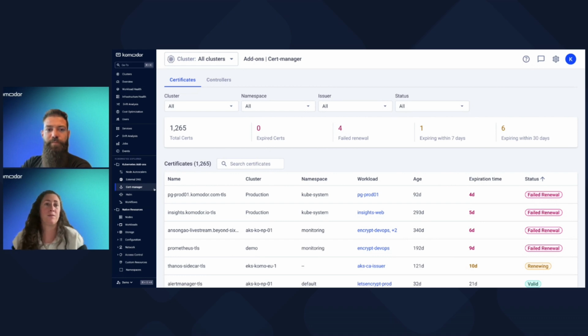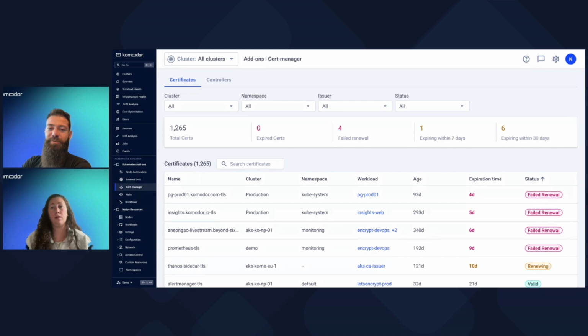And another cool thing is that unlike the previous example, which started when one of the services was already failing, here we know 4 days in advance that the certificate is about to be expired and that Cert Manager won't be able to renew it in time. And we can see the services that are impacted downstream if we don't do anything.